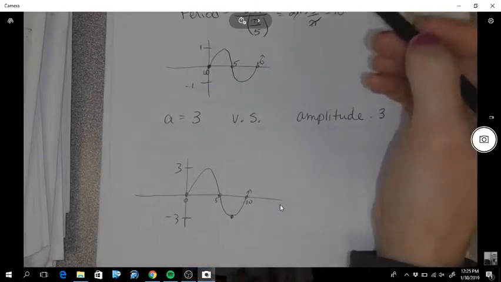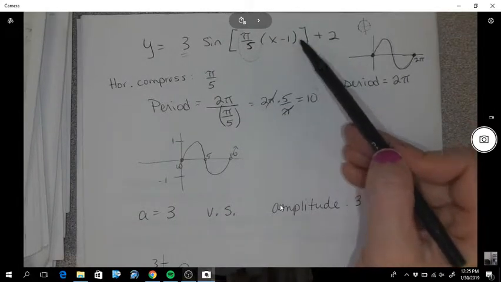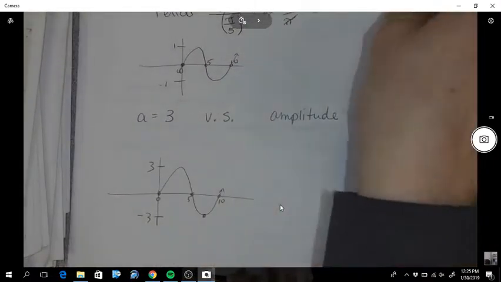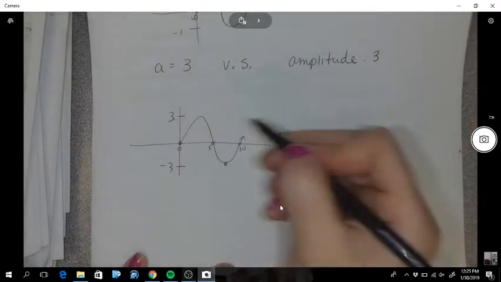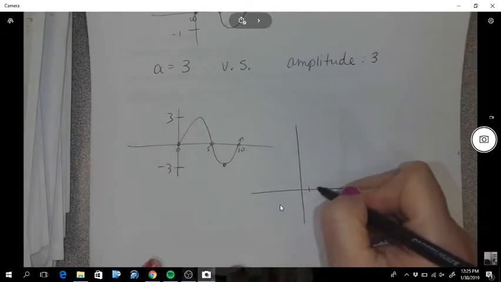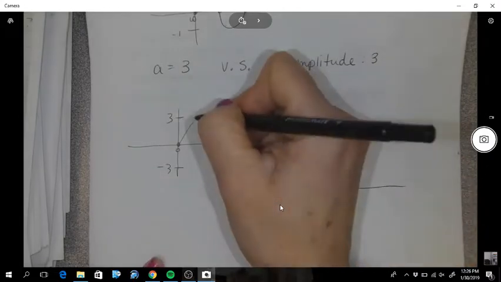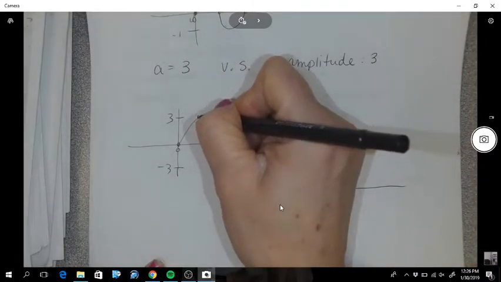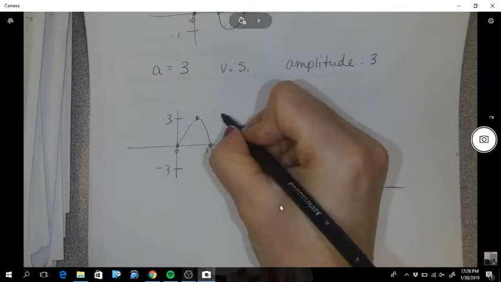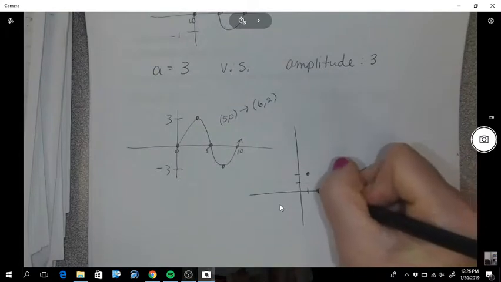Okay, and then we have 2 more transformations. We're going to move this right 1 and up 2. So this point 0, 0 is now going to become 1, 2. I'm going to move this 5 next. So 5, 0 is now going to become 6, 2.